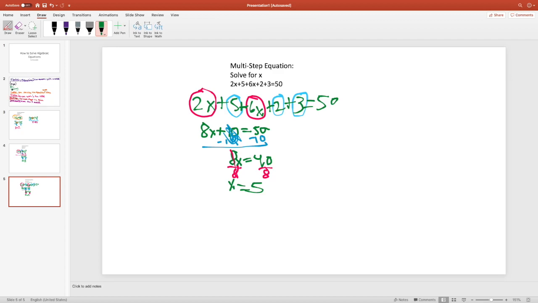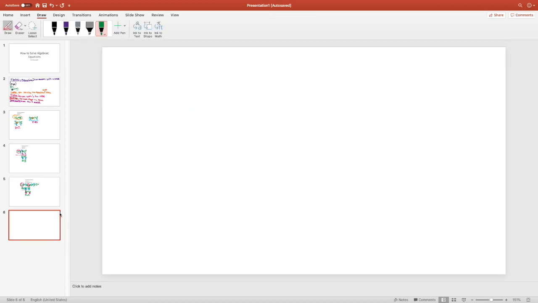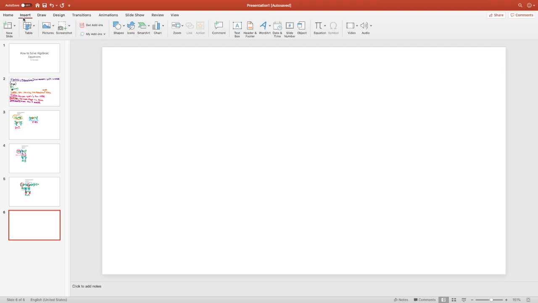Okay, so we only have one more type of algebraic equation to do. So let's make a new slide, and we are going to do a literal equation. So this time we're going to solve for y. And the equation is going to be 2x plus 3 minus y. Let's make it more simple.